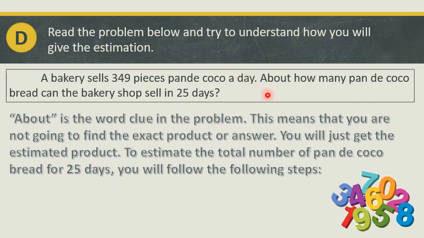So, tingnan natin yung clue na nandito. Meron tayong word na about. Hindi tinatanong dyan ay how many pan de coco. Ang nakalagay about how many pan de coco. So, ito po ay clue natin para masabing ang hinahanap natin na hindi eksaktong sagot. Hindi natin mismo kukunin ang eksaktong sagot pag minultiply natin ang 349 sa 25. Ang ibig sabihin ng about, ini-estimate lang natin yung ating magiging product. So, to estimate the total number of pan de coco bread for 25 days, susundin natin itong step na to.